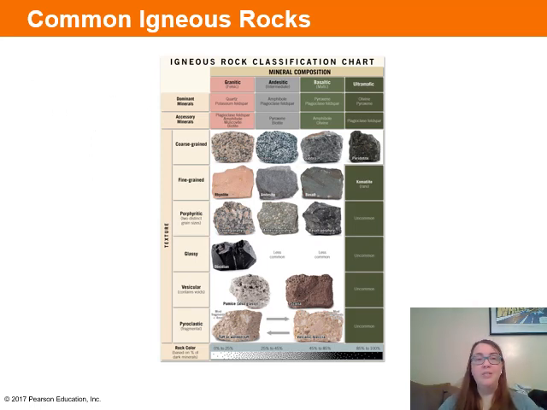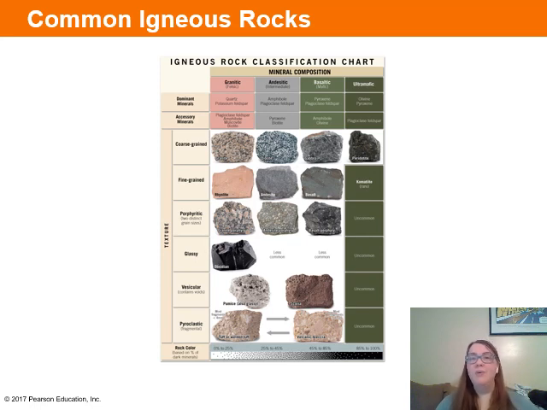So we're just going to use this chart to identify different types of igneous rocks based on the texture that we see here and the mineral composition. And again, in this class, I basically want you to focus on the color. Is it light in color, felsic? Is it dark in color, mafic? Neither light nor dark, just right in between, which is intermediate? Or is it green, which is ultramafic?